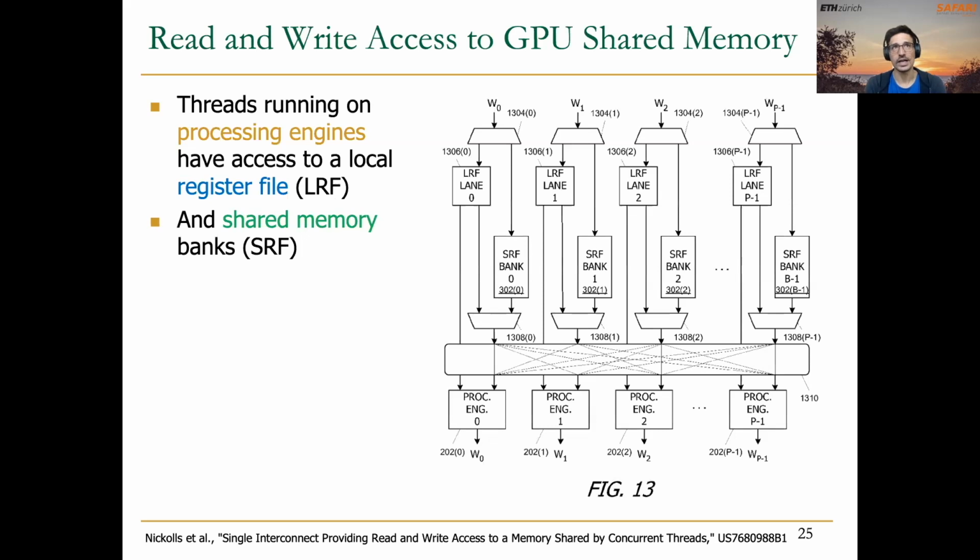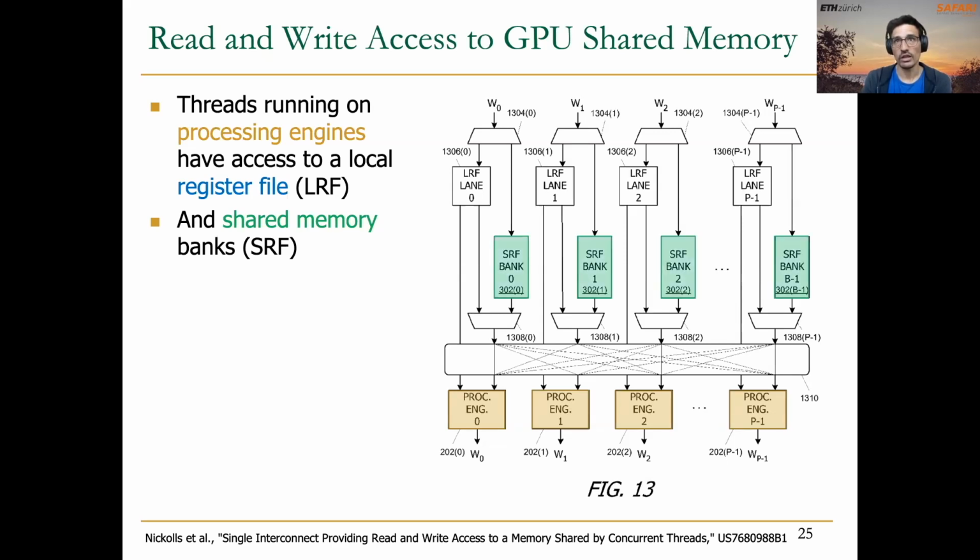And how are these warp shuffle functions really implemented in the hardware? This is something we don't really know because the details are not disclosed, but we can try to guess how this is implemented internally in the GPU cores. Observe that this figure here comes from one patent from NVIDIA that explains how to access a shared memory by concurrent threads. And here in the figure, we can identify the processing engines that are essentially the single lanes where we run the GPU threads.